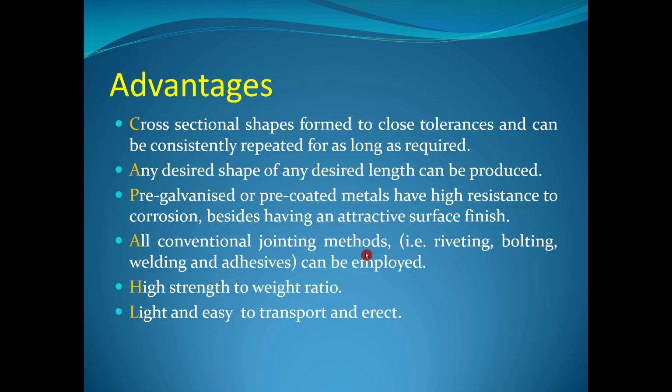These structures can be joined by any method like riveting, bolting, welding, and adhesives. A good advantage of cold form steel is its high strength to weight ratio. These members are very lightweight, but they provide very high strength. And as they are light in weight, it is very easy to lift, transport and erect the cold form steel members.